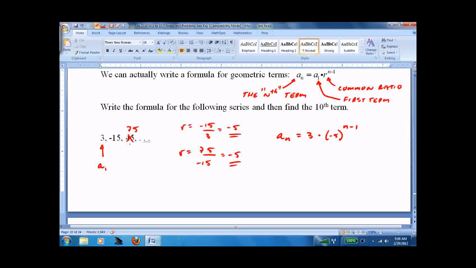Let's check it out. 75 is the third term. So A3 should be 3 times -5 to the 3 minus 1, squared, which is 3 times 25, which is 75. Looks like it works.